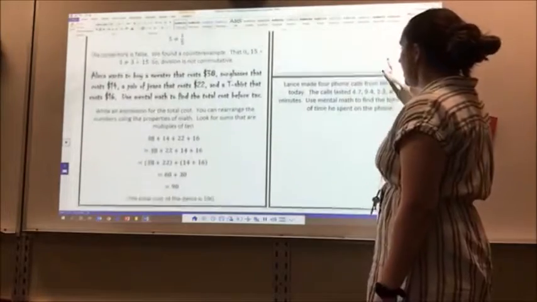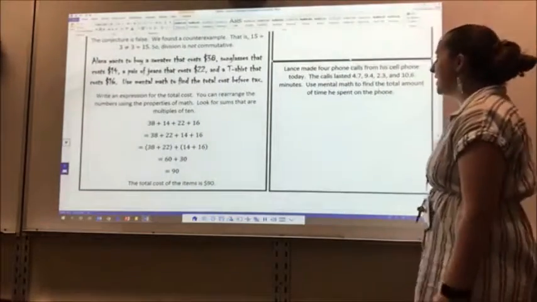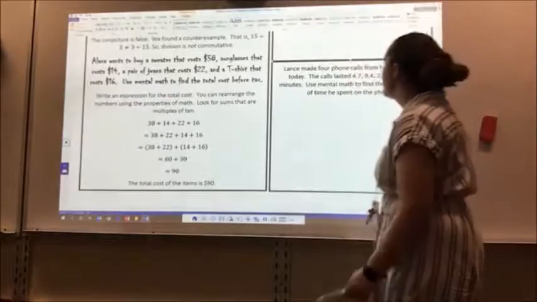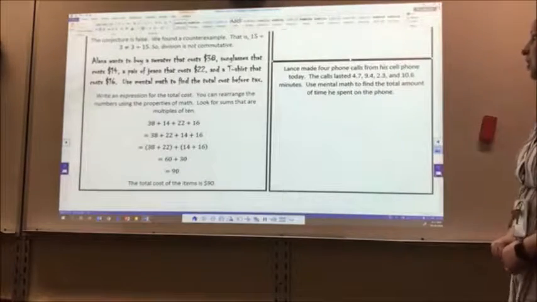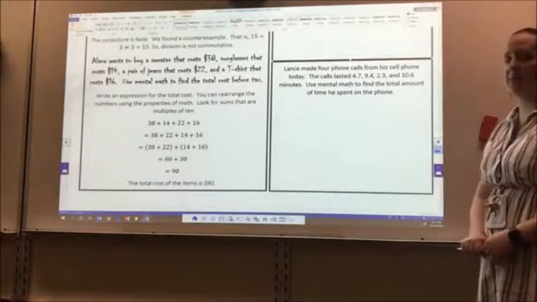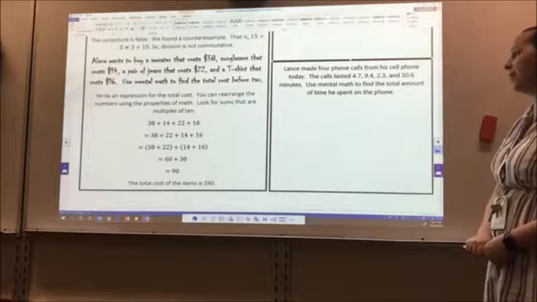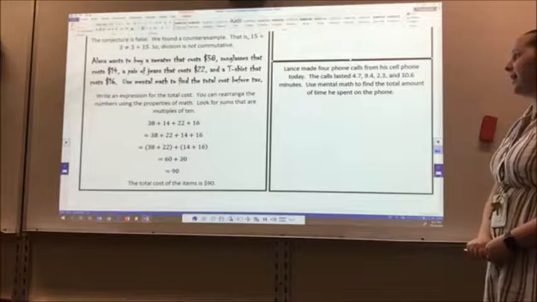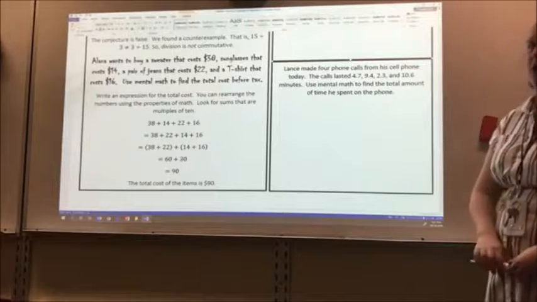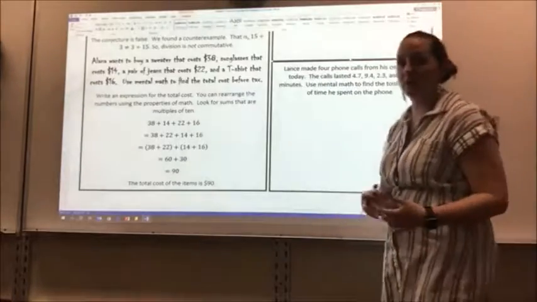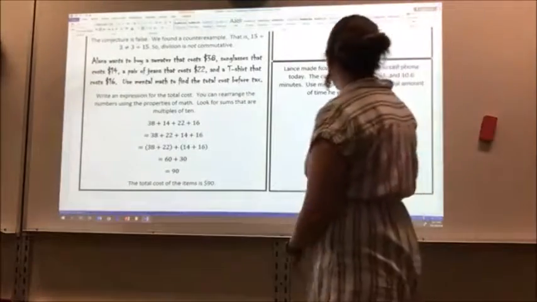All right, my last try problem says Lance made 4 phone calls from his cell phone today. The calls lasted 4.7, 9.4, 2.3, and 10.6 minutes. Use mental math to find the total amount of time he spent on the phone. So I want to go ahead and create an addition expression.